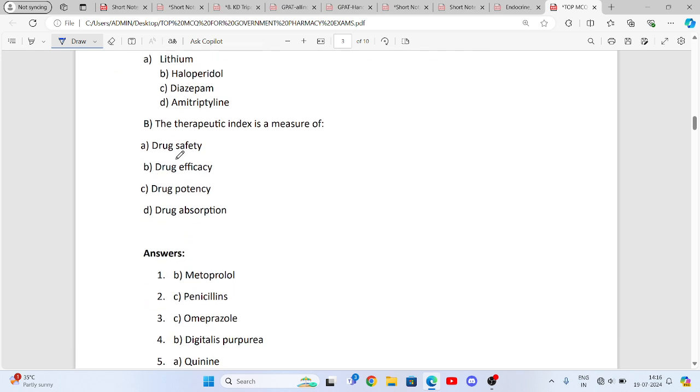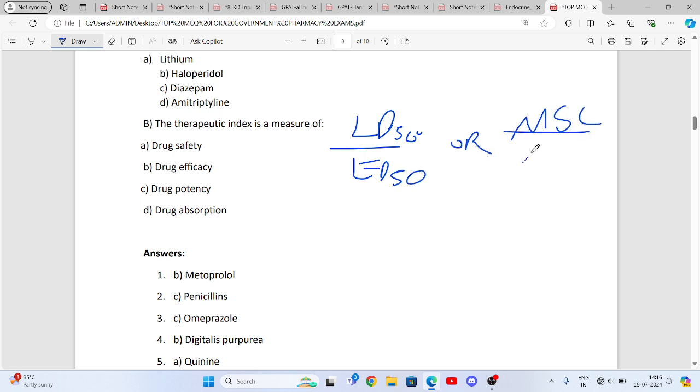Next, we have therapeutic index can measure. Therapeutic index is a ratio of LD50, lethal dose in 50% of the population, to ED50, effective dose. Or in terms of plasma drug concentration, it can be defined as the ratio of maximum safe concentration to minimum effective concentration. So the right answer here is drug safety.